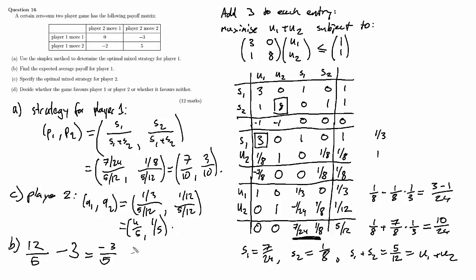Now we can use this to answer part D. It's just a matter of checking whether the number we just obtained is positive or negative. Since this is a zero-sum game, whatever player 1 gets is taken away from player 2. And we can see that since player 1 has a negative expected value, player 2 must have a positive expected payoff, and thus the game favours player 2. And we've finished this question.